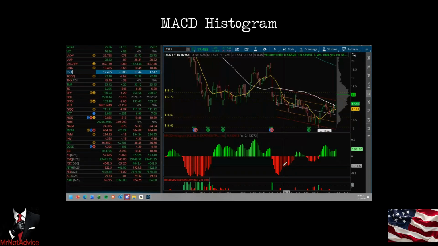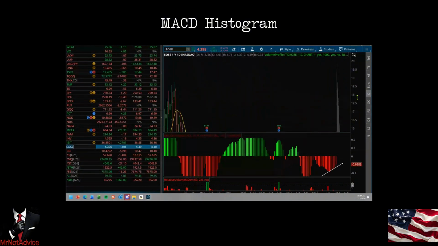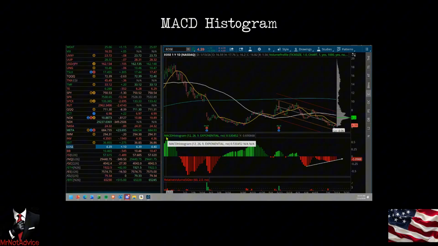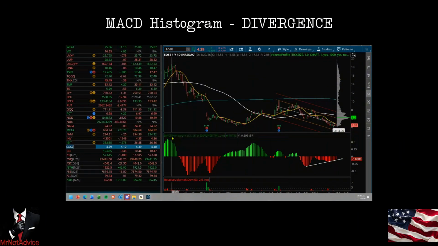There's a couple ways that I like to use this. I'm going to go back to EOSC because I put this out on Twitter. One of the things I like to look for are divergence between the MACD and price. So the MACD is the moving average convergence divergence histogram. Typically, traditional ones have two additional moving average lines.